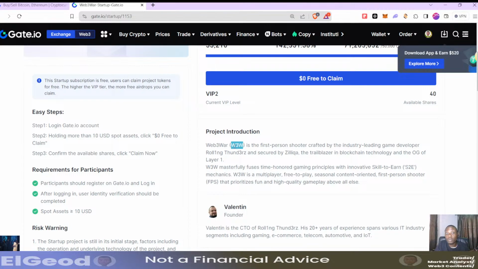It is W3W. I think that's the ticker. I thought it was FPS, but I just got a clue that FPS, of course, stands for first person shooter, while W3W is the ticker of the token. I thought as much also.